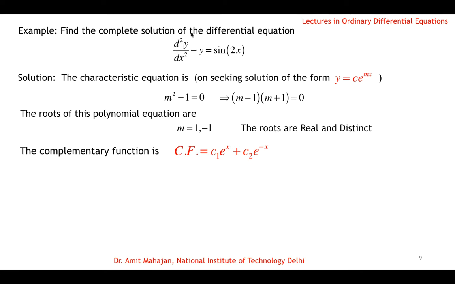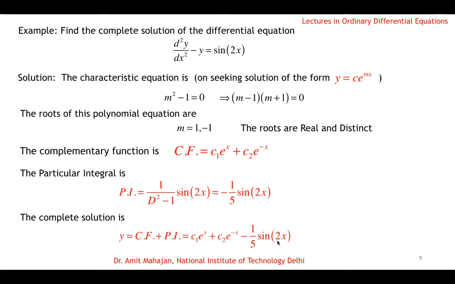Particular integral is 1 by operator, and operator is d square minus 1. So 1 by d square minus 1 operated on sine of 2x, and the method says that if you have a sine function of the form sine ax plus b, where a is 2 here, b is 0, so we put d square as minus a square. a is 2, so minus a square means minus 4. If we put d square as minus 4, then if this is a non-zero number, we have a particular integral. So d square minus 1 becomes minus 5, so minus 1 by 5 sine 2x. So the complete solution is this complementary function plus this particular integral. Easy to write the last statement.